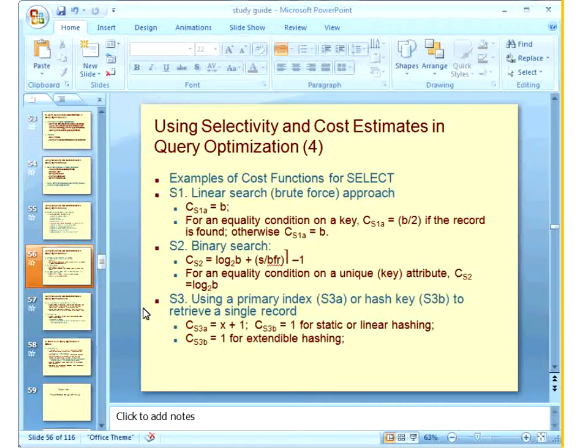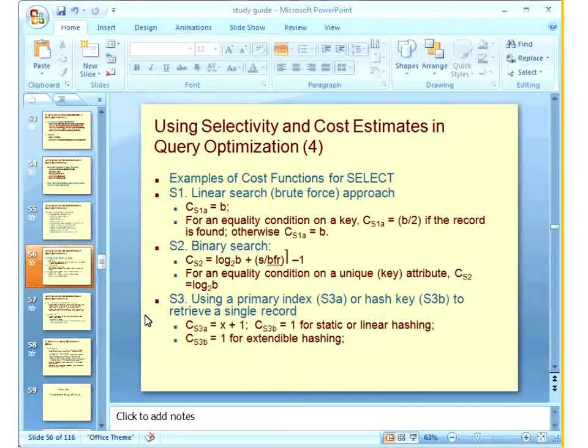Okay, so this is the worst case and the best case: the first case when we find the result, and the second when we don't find it, as we do in search as well. If B by 2, the record is found, otherwise it's B. So we should not memorize these calculations deeply; you should just understand them.